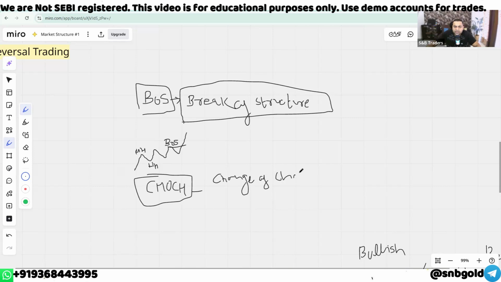So the change of character is that the price has now from bullish become bearish. So that is your change of character. Same way, if the price was bearish and now it has gone up like this, this will signify that the market has now changed character.